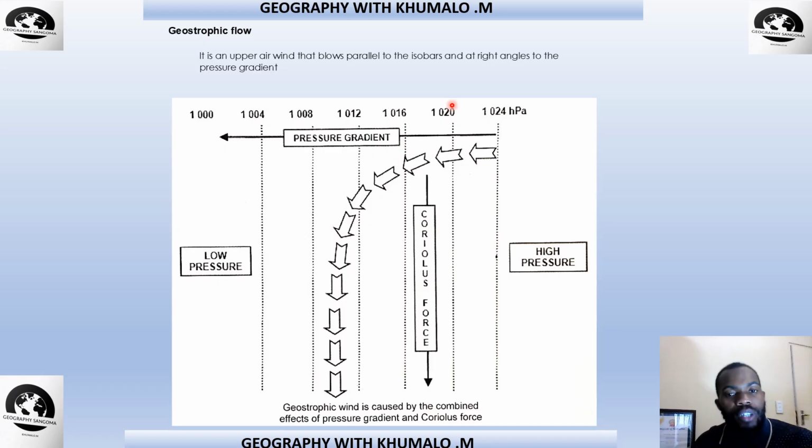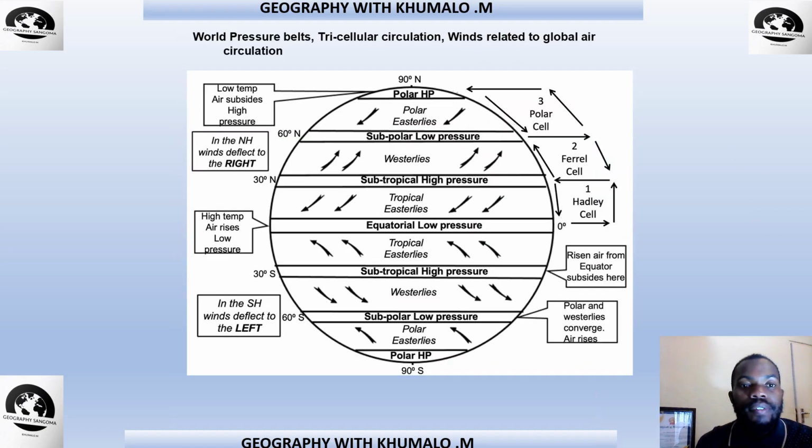Do you see now, grade 12, what we are talking about? There is Coriolis force, there is pressure gradient force. So when you are asked to draw a geostrophic flow, you must know that it has to do with pressure gradient, it has to do with Coriolis force, it has to do with the movement parallel to the isobars. Then we look at our world pressure belts. You must remember world pressure belts, tricellular circulation, winds related to global air circulation.